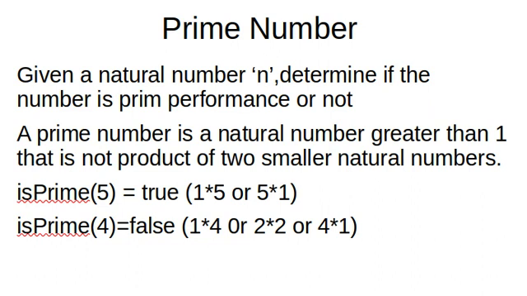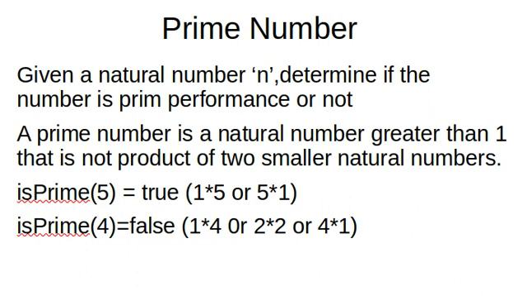Now, in this episode, we're going to discuss a math algorithm, and the topic is going to be prime number. Now, given a natural number parameter n, determine if the number is a prime or not. Now, first, we have to understand what a prime number is. A prime number is a natural number greater than 1 that is not the product of two smaller natural numbers.